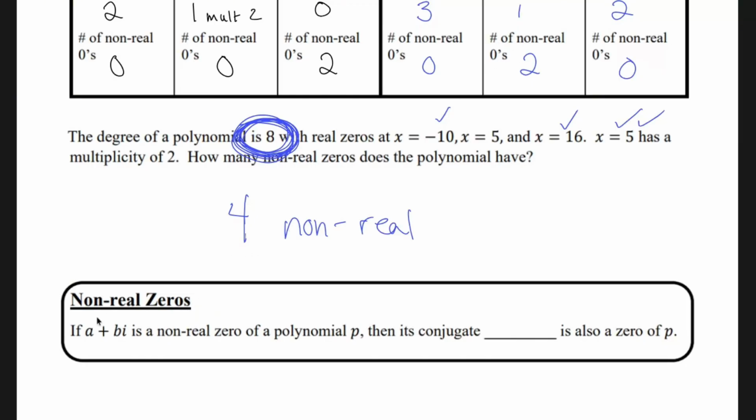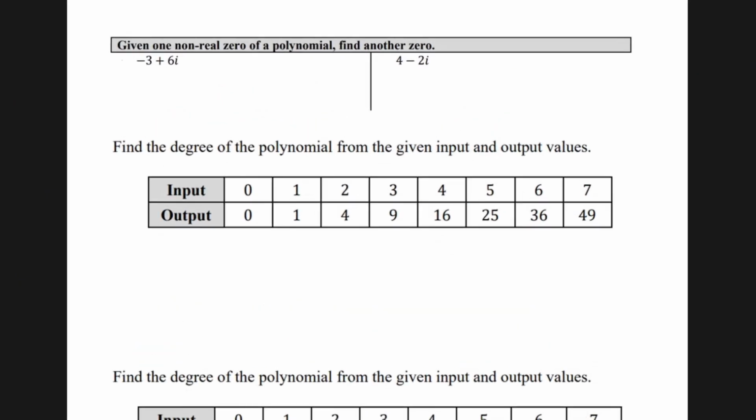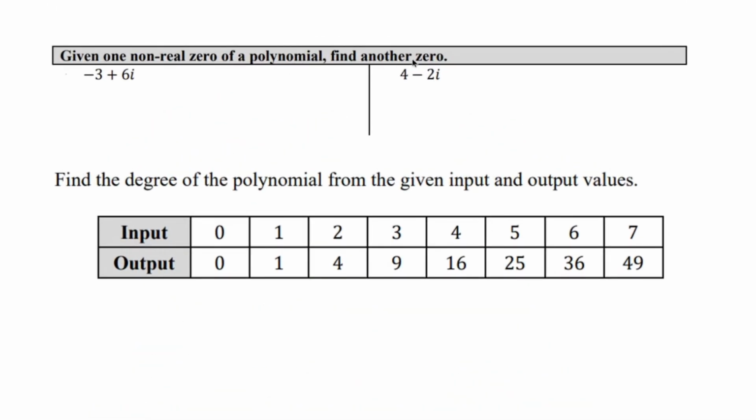Okay, now I brought this up, we're bringing it up again. If a plus bi is a non-real zero of the polynomial p, then its conjugate a minus bi is also a zero of p. Okay? All right. Moving along. So easy questions. Given the non-real zero of a polynomial, find another zero. Well, if one of them is -3 plus 6i, then the other one is -3 minus 6i. And if one of them is 4 plus 2i, then the other one is 4 minus 2i. Sorry, if one is 4 minus 2i, the other one is 4 plus 2i.